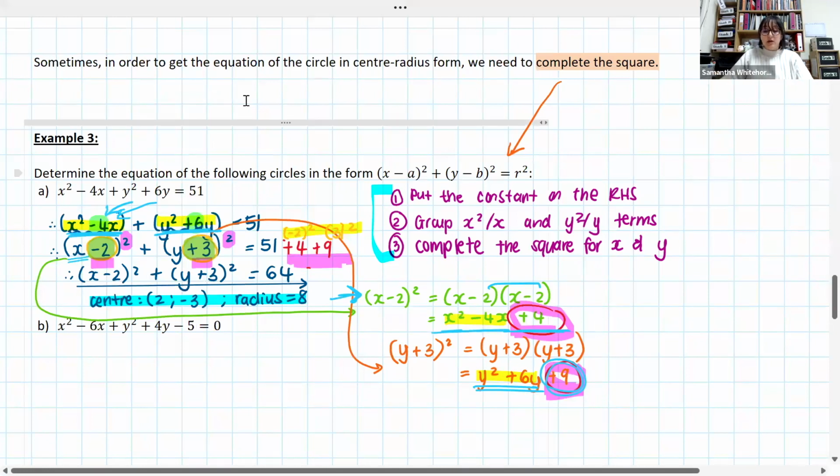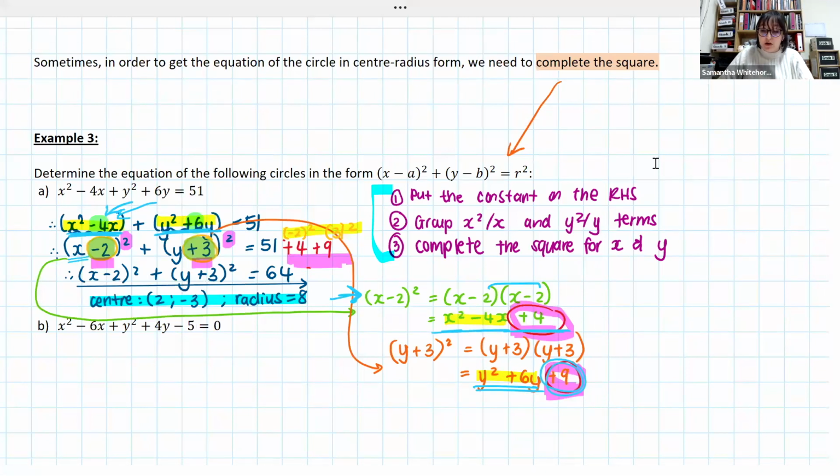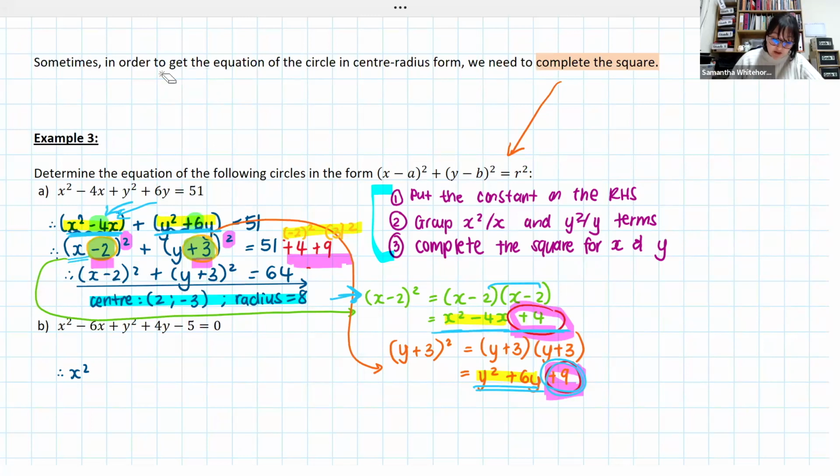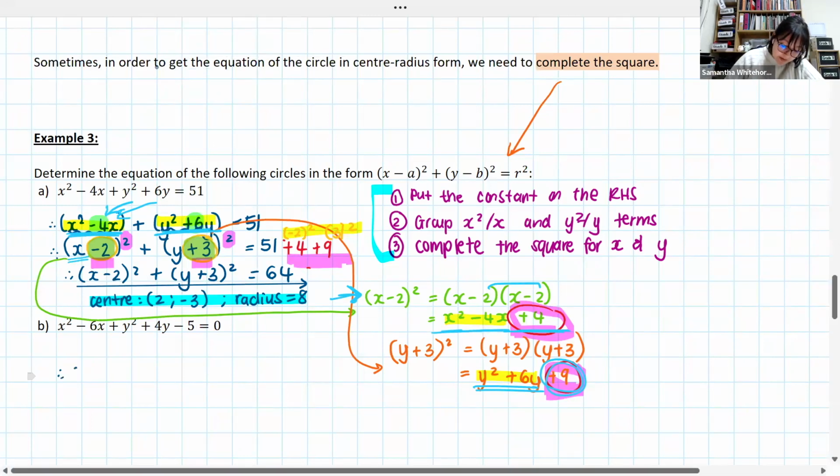Right, I'm going to do the next one and I'll talk you through what I'm doing as well. Hopefully it'll make more sense. If it's still not making sense, just let me know. But let's see. Okay, so first thing I do is I take my constant term over. So actually I'm going to do step 1 and step 2 in the same go. So group my terms.